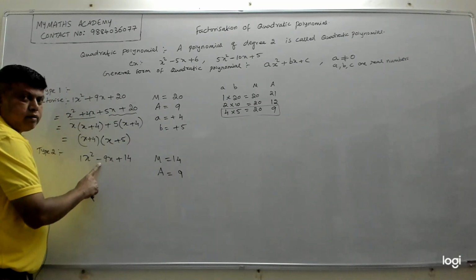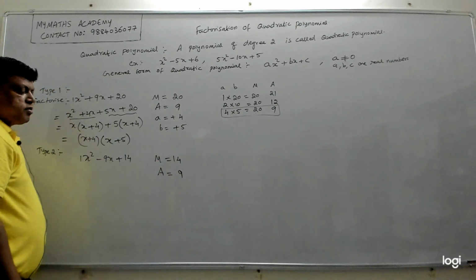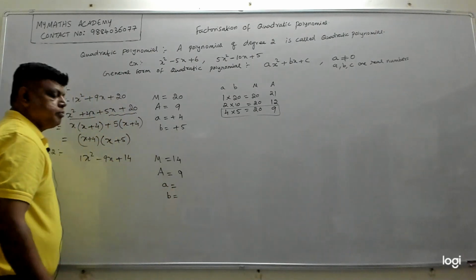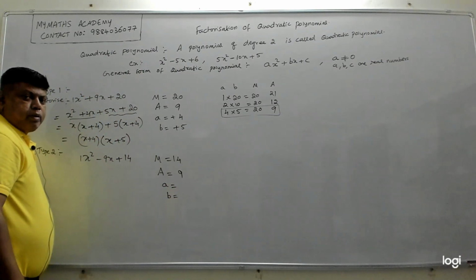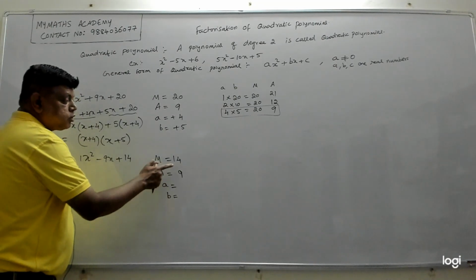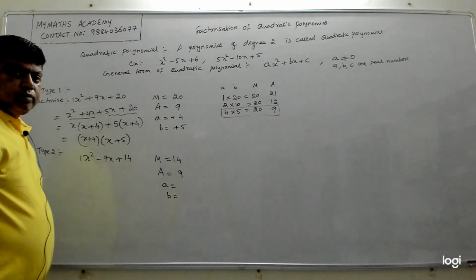Forget about the sign. When you write m and a, we need not worry about the sign. Now what are the two numbers? I have to find two numbers a and b, such that when I multiply the two numbers, I should get 14. When I add the two numbers, I should get 9.